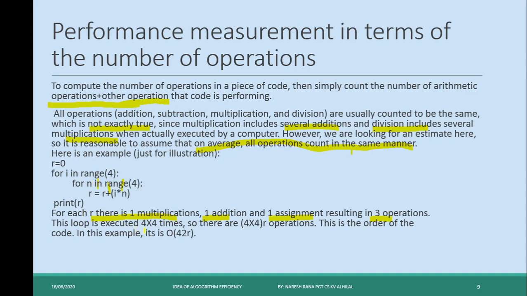This loop executes 4 into 4 times. So there are 4 into 4 operations. So this is the order of the code. In this example, the order is O(4 square), that is 4 square operations.